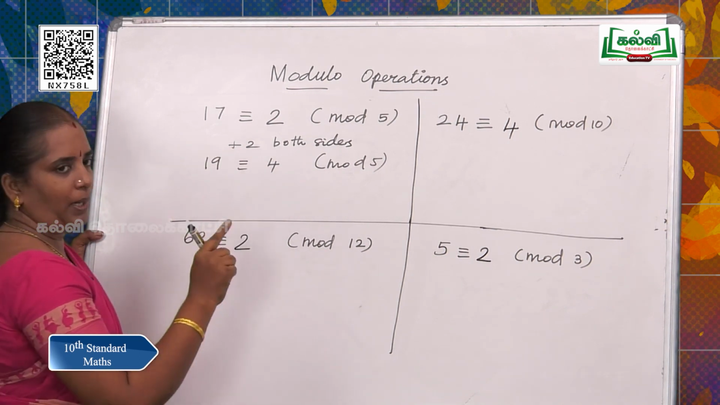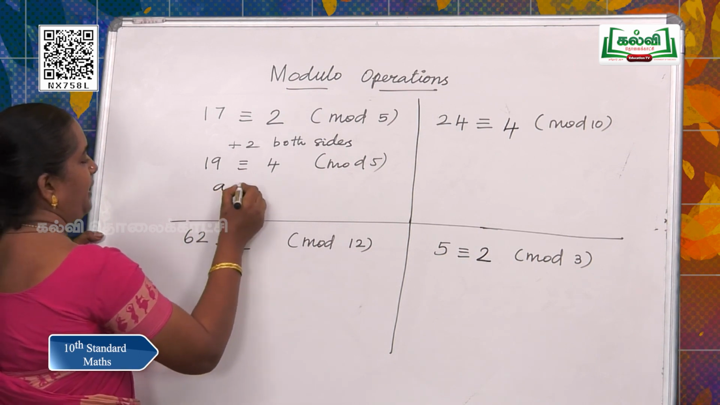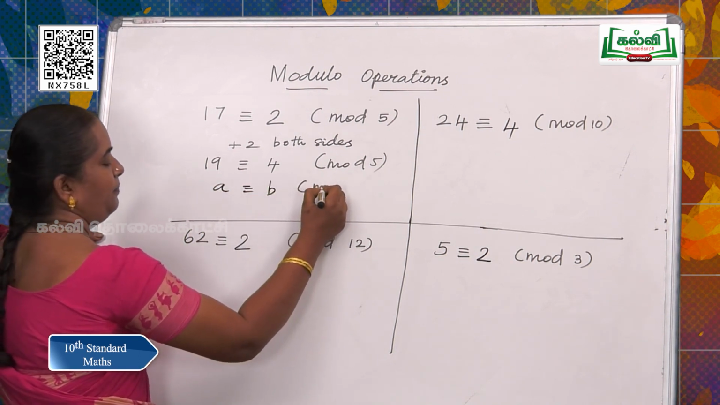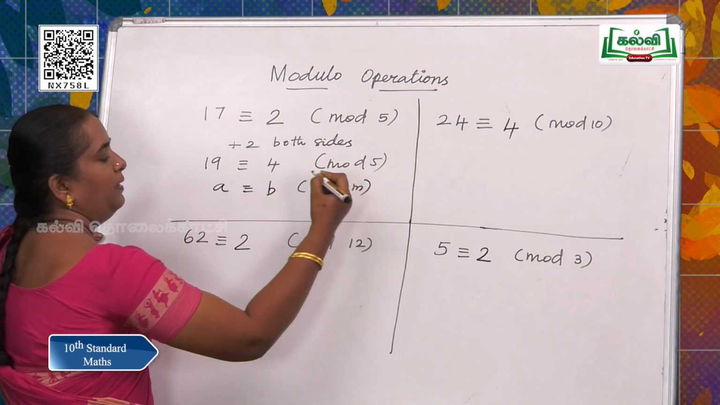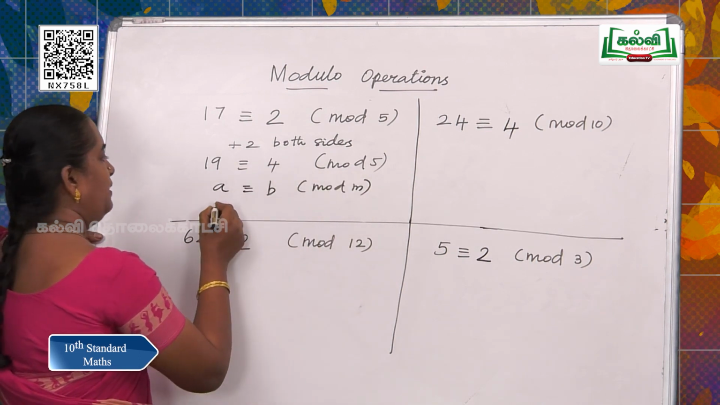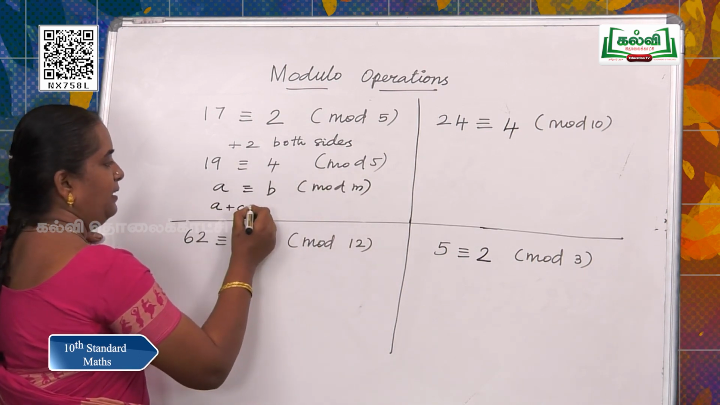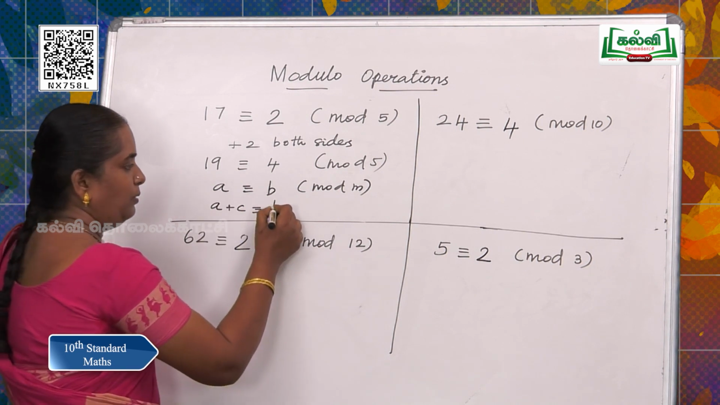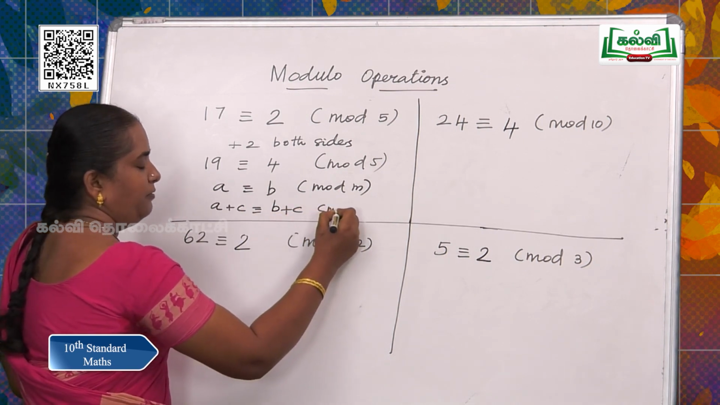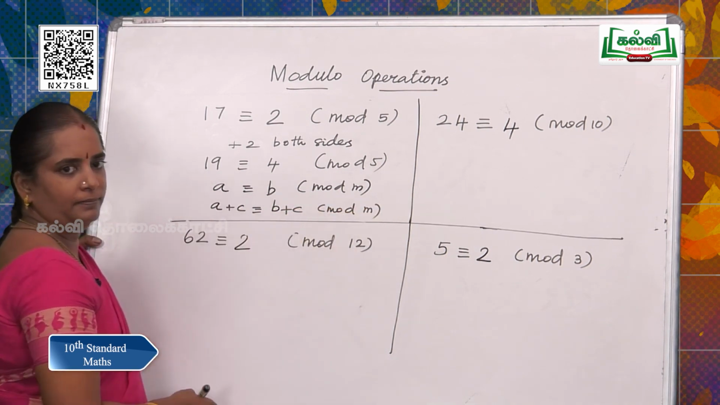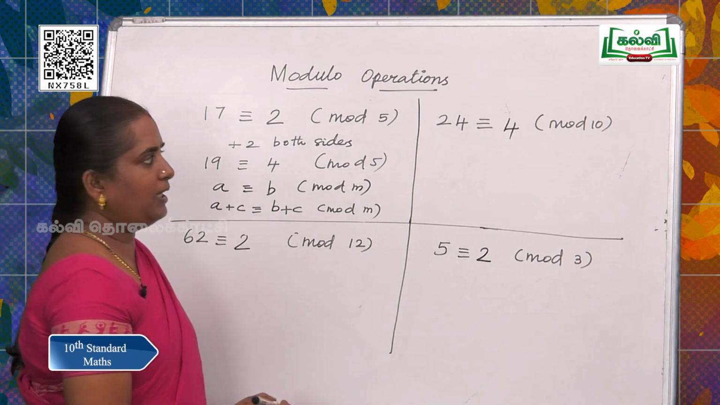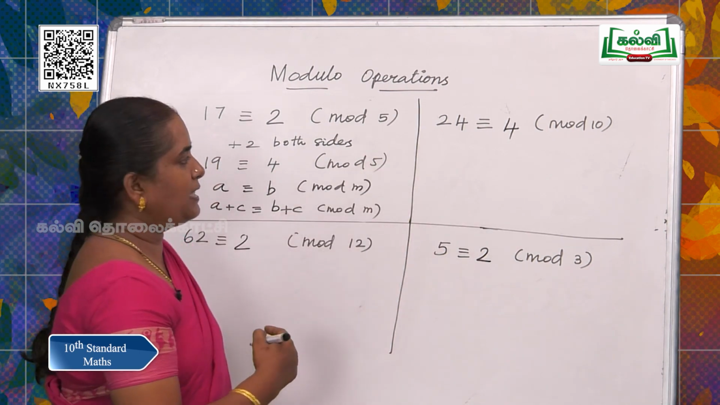So, the property is: if A is congruent to B mod M, then for any integer C, A plus C is congruent to B plus C for the same mod. C is an integer. Then let us go to the next one.